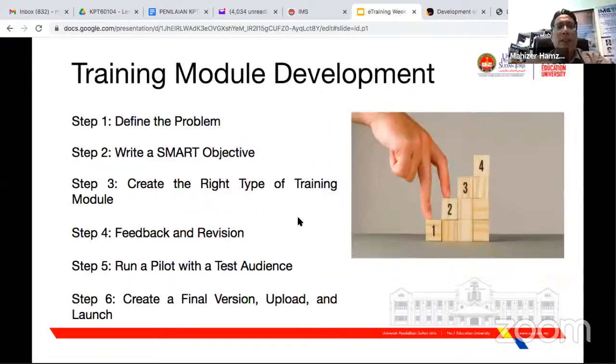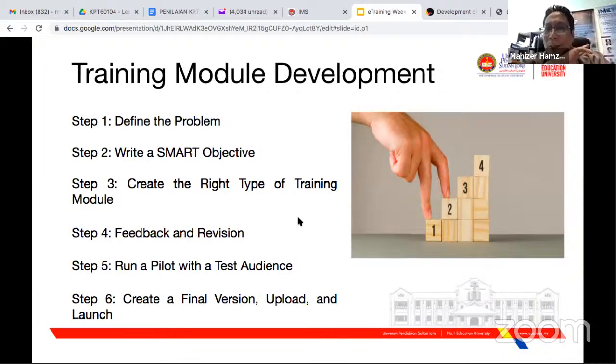Okay. So the training module development, here we have the 6 steps: define the problem, write the SMART objective or SMART goals actually, create the right type of training module, feedback and revision, run a pilot with the test audience, and then create a final version to upload and launch.